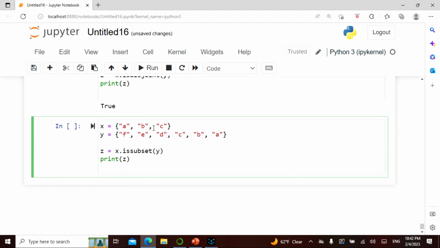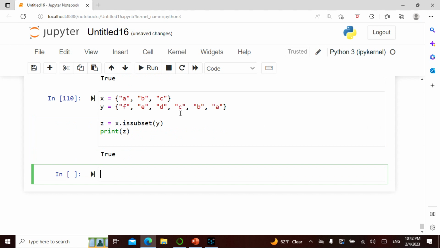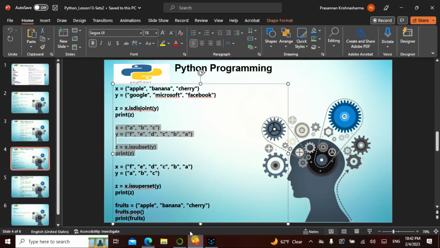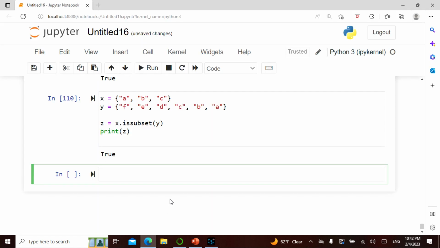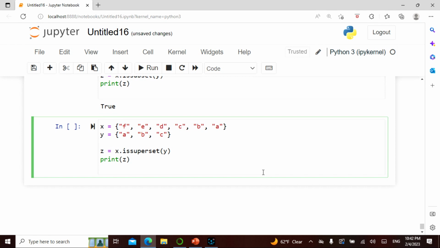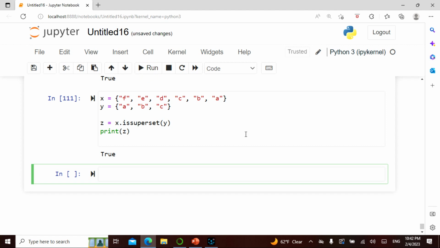Now, what is a subset? What is X is a subset of Y? Let's see. Yes, it is a subset because A is A, B is B, C is C. So yes, it is true. Is X a superset of Y? True. Yes, there is also a superset.